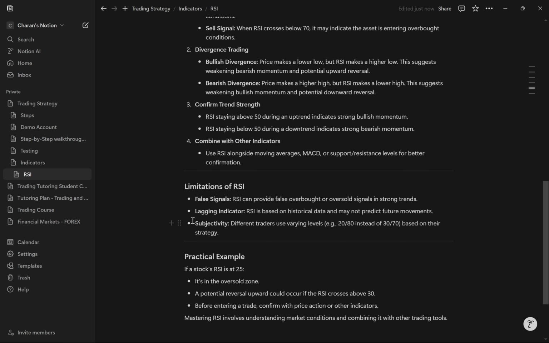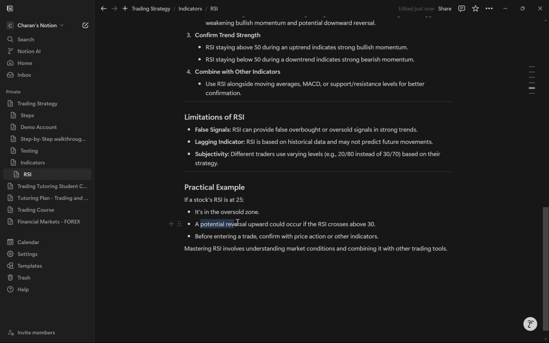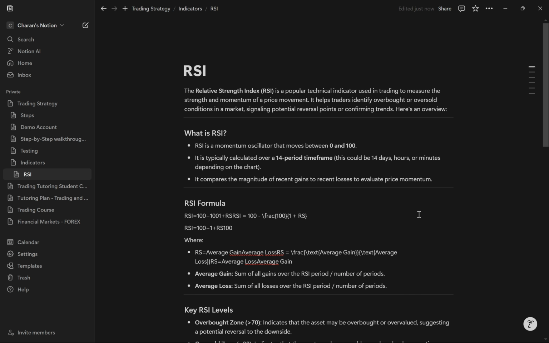Limitations of RSI: it can provide false signals sometimes, and it might be a bit lagging because of the historical data. Subjectivity: different traders use varying levels, such as 20/80 instead of 30/70, based on their strategy. Practical example: if the stock's RSI is 25, it is in the oversold zone, so it is going to become bullish. The potential reversal upward could occur if RSI crosses above 30. Before entering a trade, confirm with price action and other indicators. Mastering RSI involves understanding market conditions and combining it with other trading tools. So it seems pretty basic.